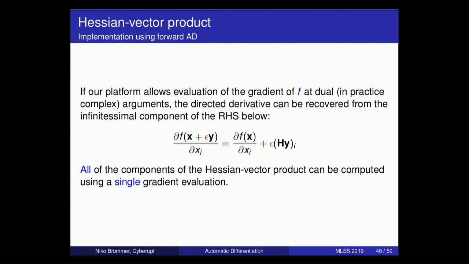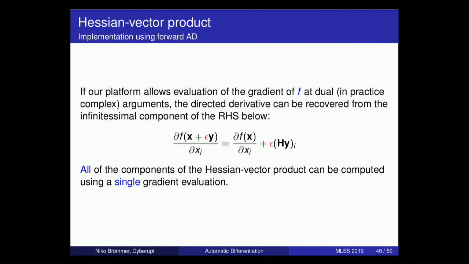Also in practice, you're not going to use a dual number. You're going to be using the complex step trick for this. TensorFlow would not be equipped with dual numbers, but for most of the functions that you're interested in, it's going to be equipped with complex arithmetic. So you can just do the complex step trick here, and then you can calculate your Hessian vector product.